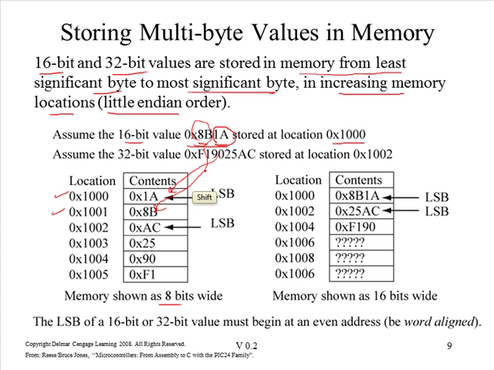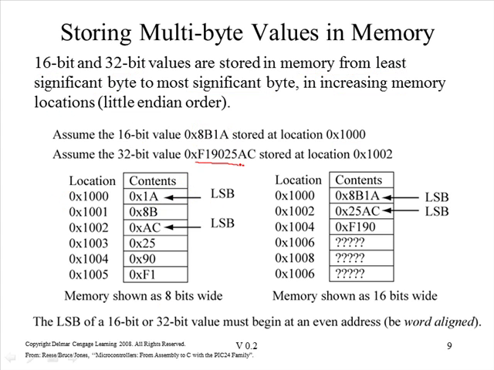What about the 32-bit value? Let's store that beginning at location 1002. AC would be stored at 1002, 25 would be stored at 1003, 90 would be stored at 1004, and F1 would be stored at 1005.